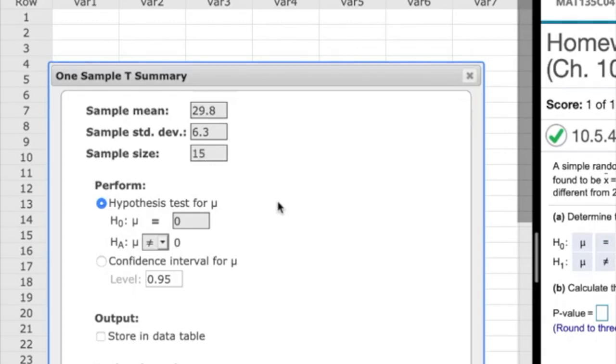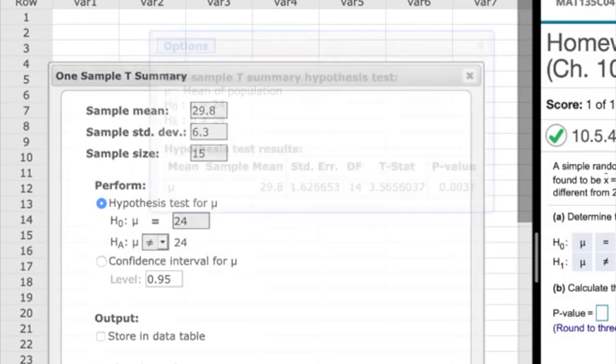Now before I move forward, let me just note that I've seen a lot of mistakes where people will put mu. Notice we are told that the population mean is different than 24. That's mu. Sample mean is x bar. Please make that note and do not make that mistake by putting mu in for x bar. All right, so now we have that mu equals 24, and mu does not equal 24. So again, there's nothing else to do.